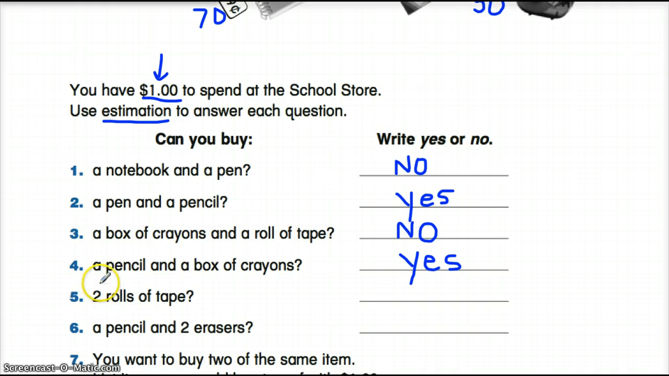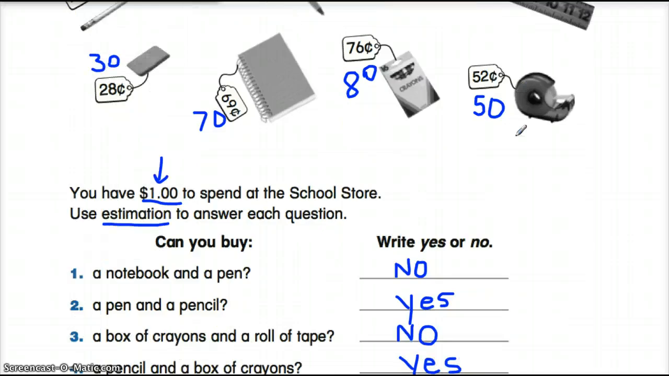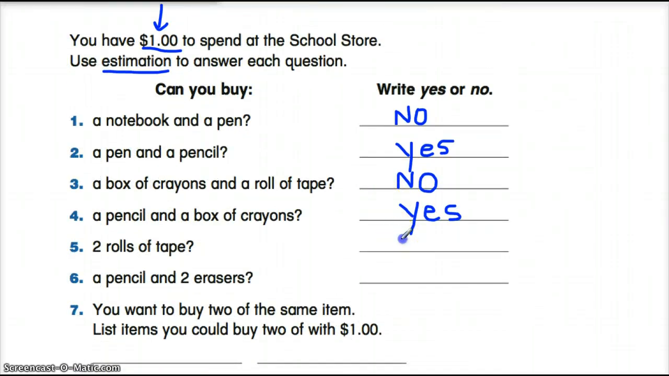Interesting, number 5 is asking you if you could buy 2 rolls of tape. So we're still buying 2 items, but it's just 2 of the same thing this time. So could we buy 2 of these rolls of tape with $1? That kind of goes back to what we just talked about before. 50 and 50 again would be $1. So yes, we could. We have $1, and that would cost about $1 to do that. So I would say yes, we have enough money for that.